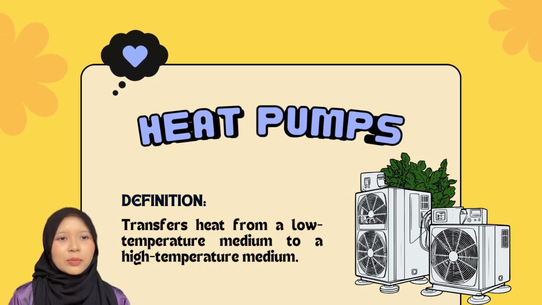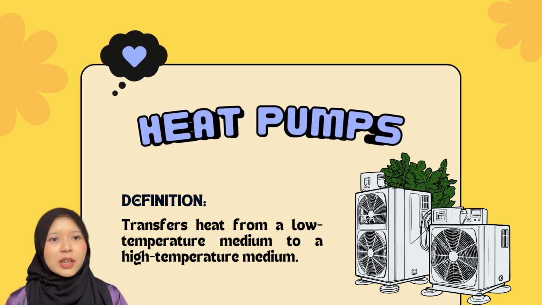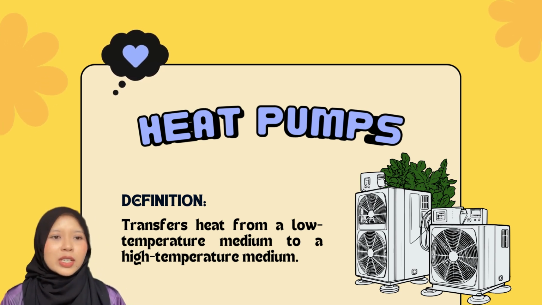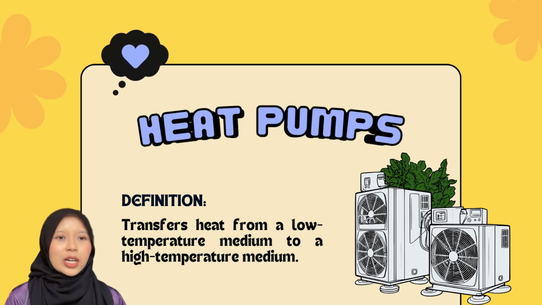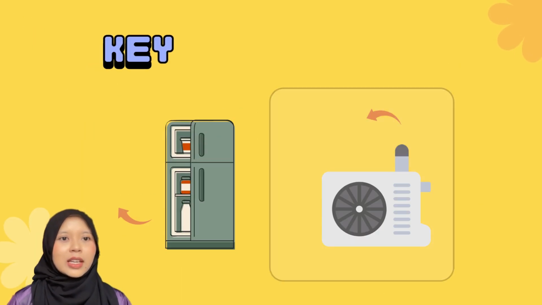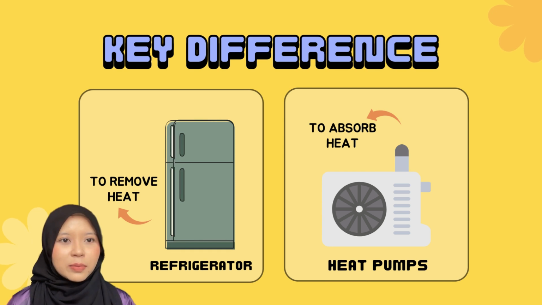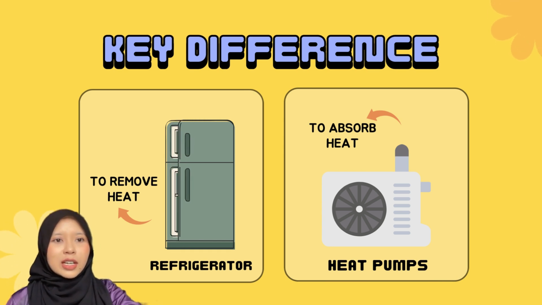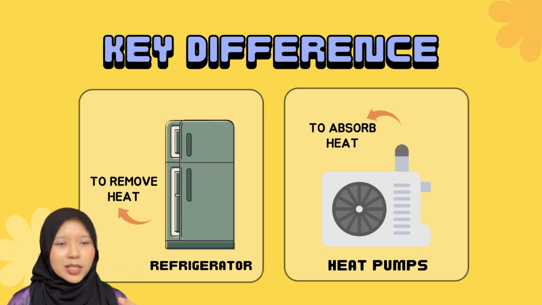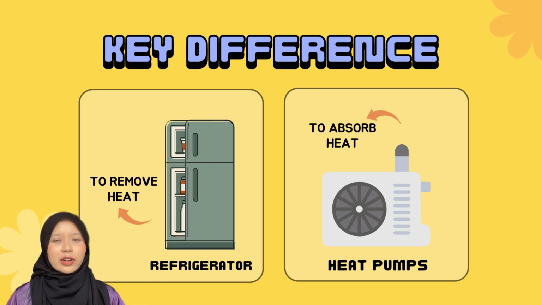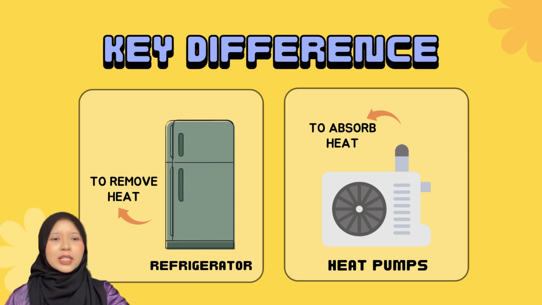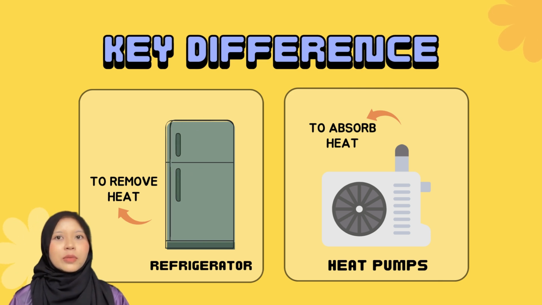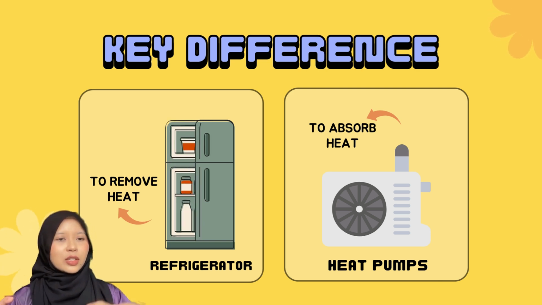Next, we are moving to the heat pump part, where the definition of the heat pump is to transfer heat from a low temperature medium to a high temperature medium. And there is a key difference between the refrigerator and the heat pump. The refrigerator is designed to remove heat from a refrigerated space and reject it to the surrounding environment. Meanwhile, the heat pump is designed to maintain a heated space by absorbing heat from a low temperature source and delivering it to the heated space.